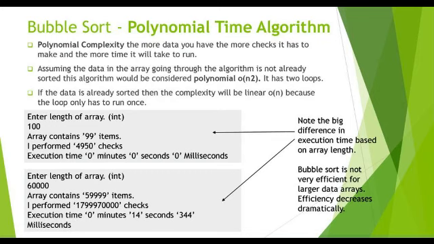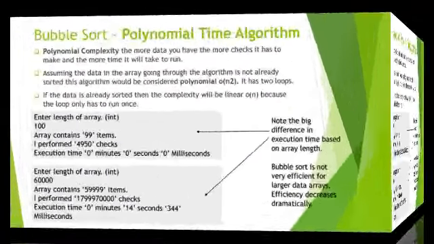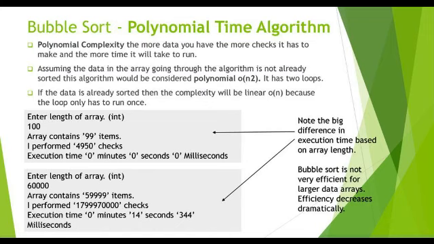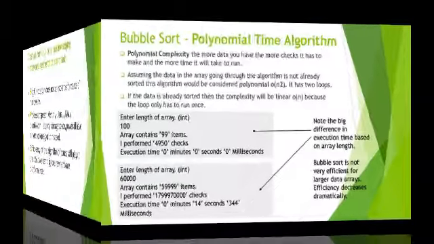Enter length of array N: 100. The array contains 100 items. I performed 4,950 checks. Execution time: 0 minutes, 0 seconds, 0 milliseconds. Note the big difference in execution time based on array length. Bubble sort is not very efficient for larger data arrays. Efficiency decreases dramatically. Enter length of array N: the array contains 59,999 items. I performed checks. Execution time: 0 minutes, 14 seconds, 344 milliseconds.